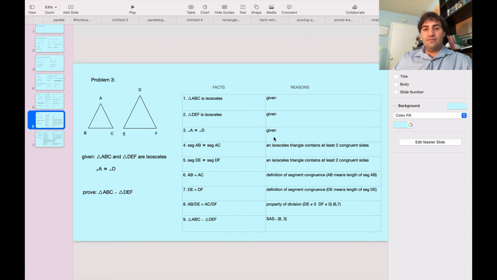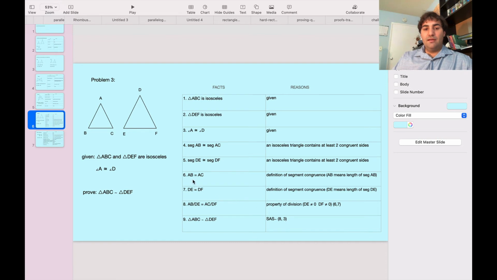So we write down our givens, right? And we know since these two triangles are both isosceles, they have at least two congruent sides. So we're going to say segment AB is congruent to segment AC, and segment DE is congruent to segment DF. I'm going to apply the definition of segment congruence. So I'm just going to shorthand here. AB means the length of segment AB, which makes it a little bit easier than writing this out completely. So I'll just say that from 4, AB is equal to AC, and from 5, DE is equal to DF.